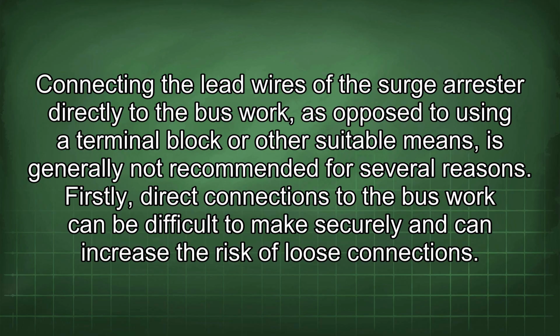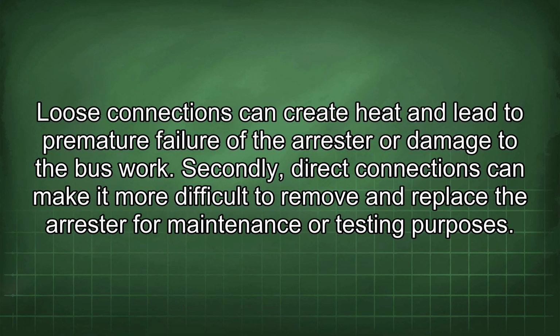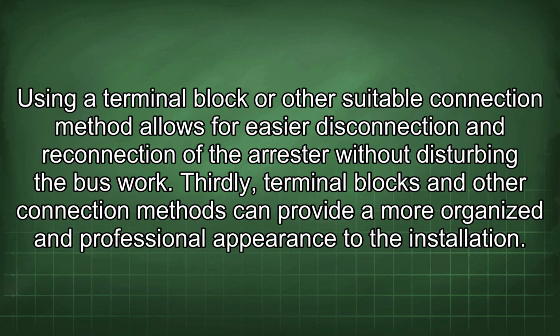Connecting the lead wires of the surge arrestor directly to the bus work, as opposed to using a terminal block or other suitable means, is generally not recommended for several reasons. Firstly, direct connections to the bus work can be difficult to make securely and can increase the risk of loose connections. Loose connections can create heat and lead to premature failure of the arrestor or damage to the bus work. Secondly, direct connections can make it more difficult to remove and replace the arrestor for maintenance or testing purposes. Using a terminal block or other suitable connection method allows for easier disconnection and reconnection of the arrestor without disturbing the bus work.